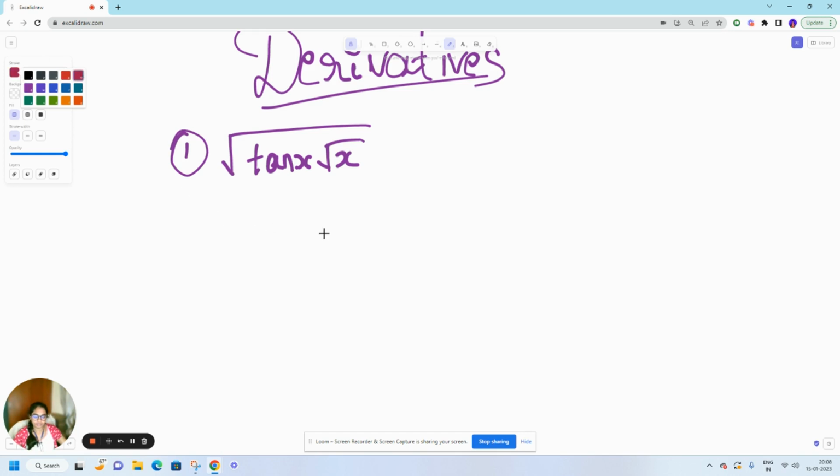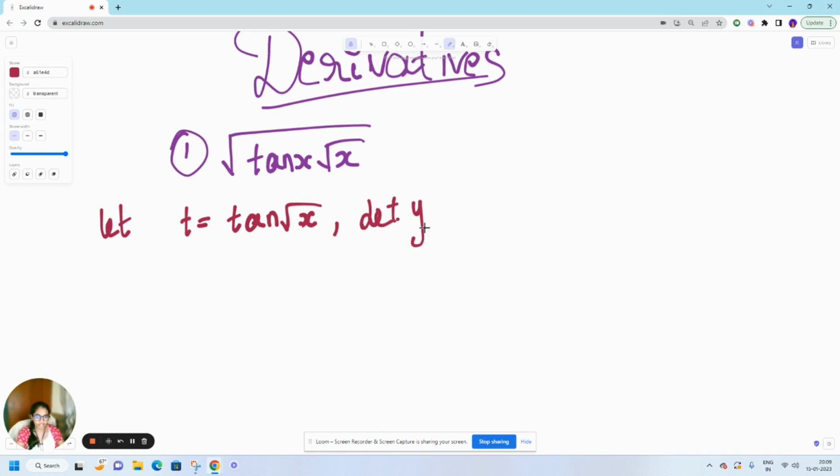what would I do? I'll say let t is equal to tan root x. What would happen to our given question? Let y be equal to our given question, that is, root of tan root x. Now if t is equal to tan root x, then y is equal to square root of t.